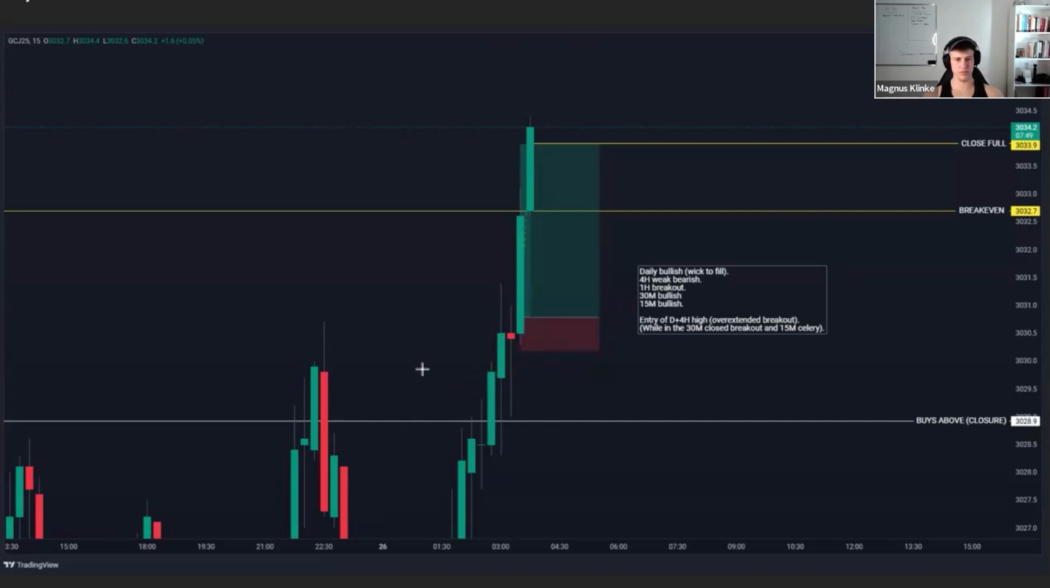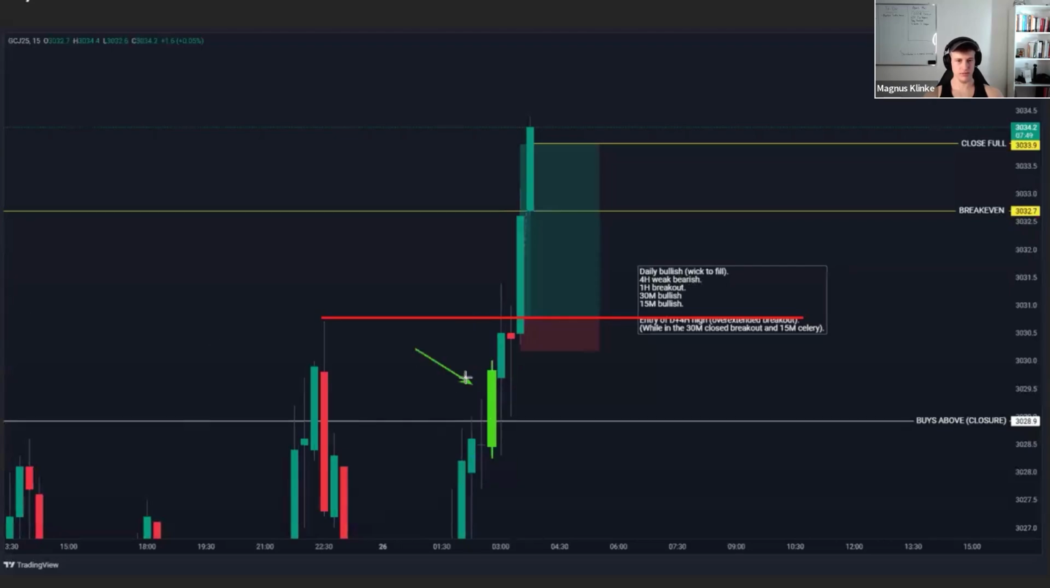So really, this setup here, I took it because we had a high time frame wick. So we had this candle that was breaking out right here. This one down here. So you see this candle here that broke out.